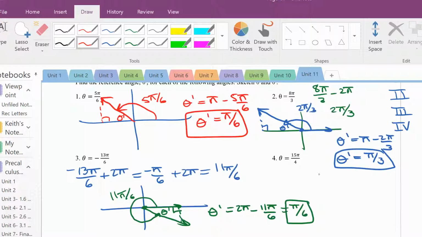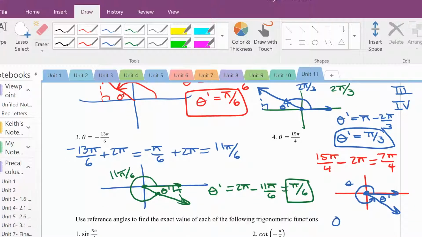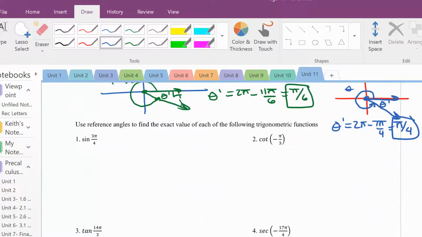And then 15 pi over 4, remember, it's minus 2 pi, which gives you 7 pi over 4, which is also in the fourth quadrant. And remember, in the fourth quadrant, the reference angle is 2 pi minus the angle, which is, in this case, pi over 4. So that's how you find the reference angle.